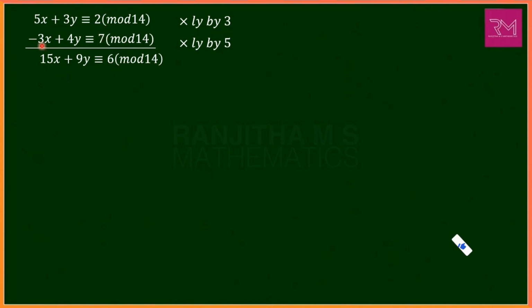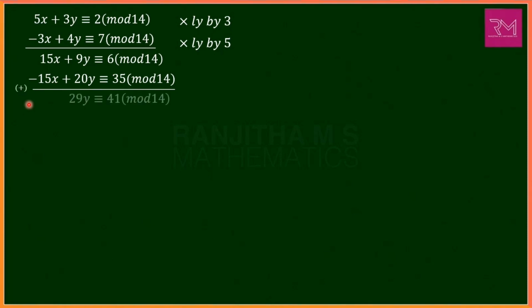Similarly, the second linear congruency changes to minus 3x into 5 is minus 15x plus 4y into 5 is 20y congruent to 7 into 5 is 35 under mod 14 as it is. Here no need to apply negative sign here because this is plus 15x. Here we have minus 15x. If we add these two values, we get plus 15x minus 15x gets cancelled.